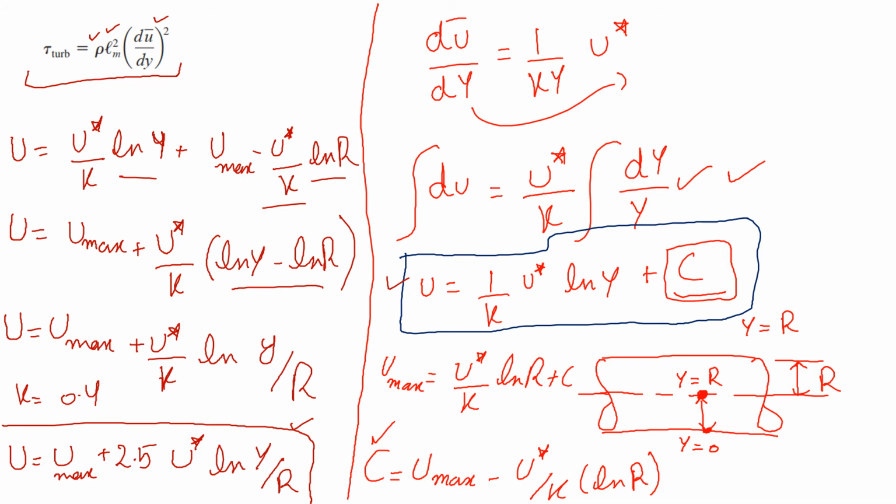So now let's see how we can further simplify this equation, and how we can draw some lines with the help of these equations after simplifying it. Now in the previous slide we derived the Prandtl's velocity distribution formula, and let's write that again. That is u is equal to u maximum plus 2.5 u star natural log of y over r.